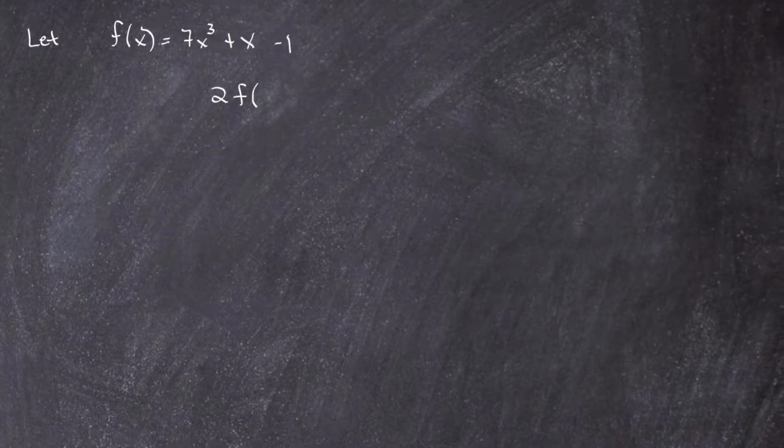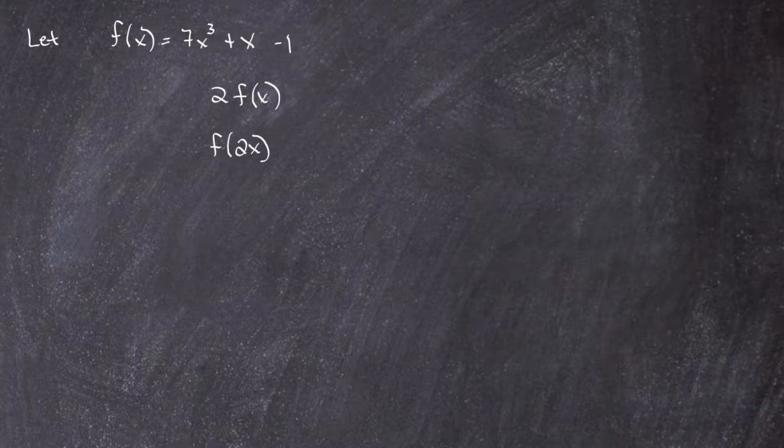First of all, f of x does not mean f times x. This is a common confusion for students new to functions, and it is completely understandable. Those parentheses do not symbolize multiplication. Instead, they separate the function name, which is f, from the input value, x. Let f of x equal 7x cubed plus x minus 1. And consider the following cases.